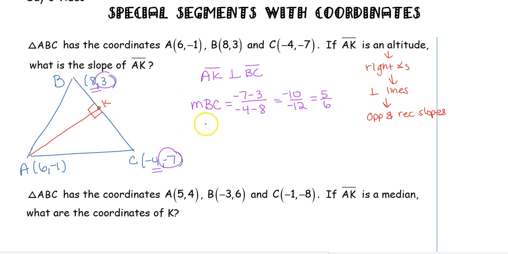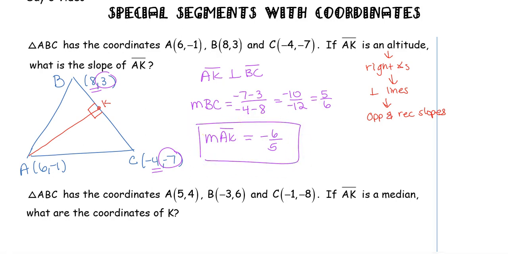Because I want the slope of AK, which is perpendicular, the slope of AK is going to be the opposite and reciprocal. So the opposite of positive is negative. The reciprocal of 5/6 is 6/5. So that's a nice little refresher from our Unit 1 when we dealt with slopes.